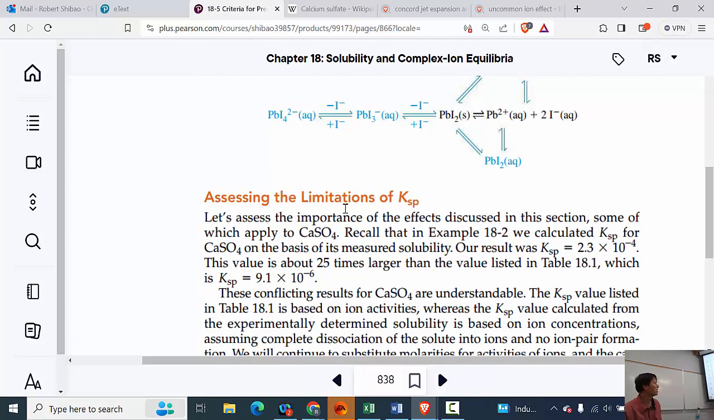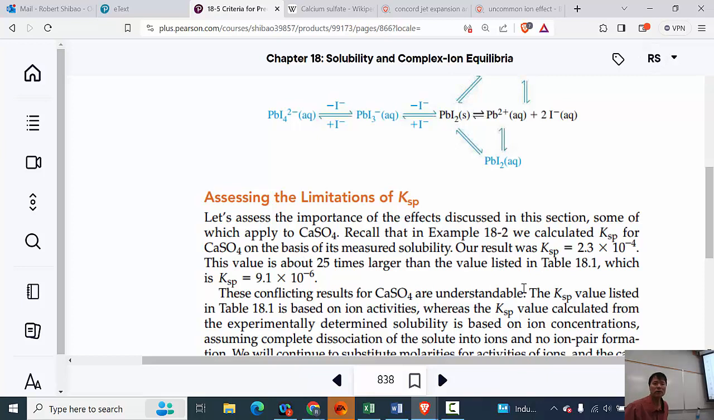Assessing the limitations of Ksp. Let's assess the importance of the effects of the discussed section, some of which apply to calcium sulfate. So we just did a bunch of calculations for calcium sulfate. Recall that in example 18.2, we calculated Ksp for calcium sulfate on the basis of its measured solubility.